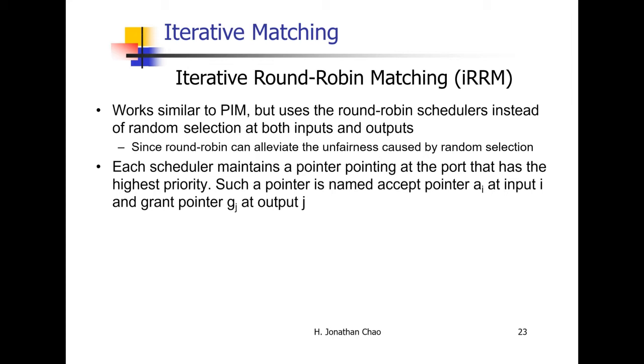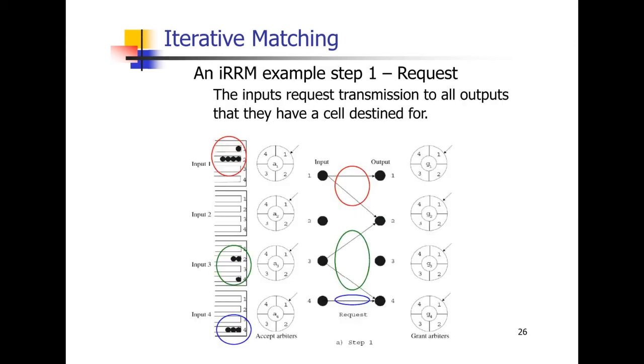So how to make it fair? We have to use a more sophisticated algorithm, and for example, we have the iterative round-robin matching and other kinds of algorithms. All these algorithms, differently from the random one we have seen, require that we store the state of all the nodes, so the input and output nodes.